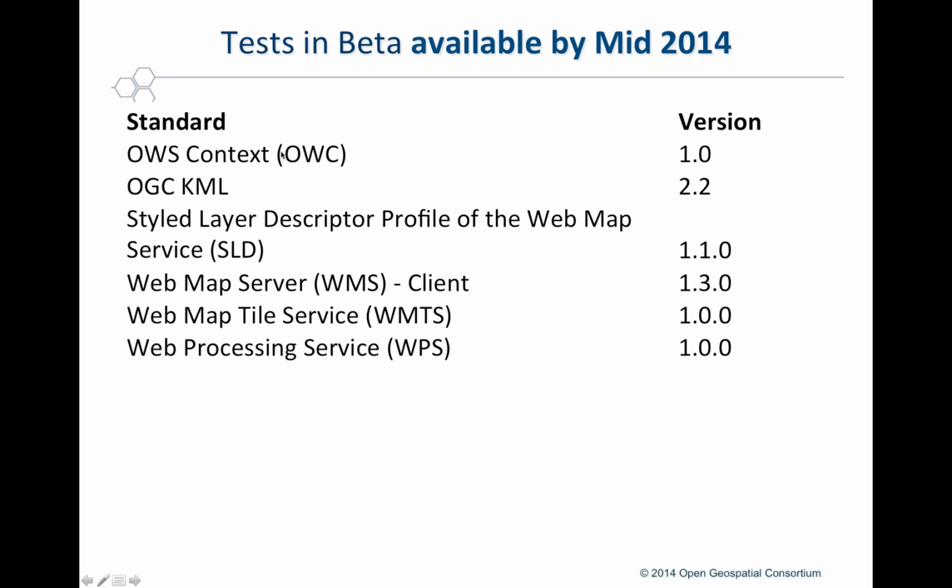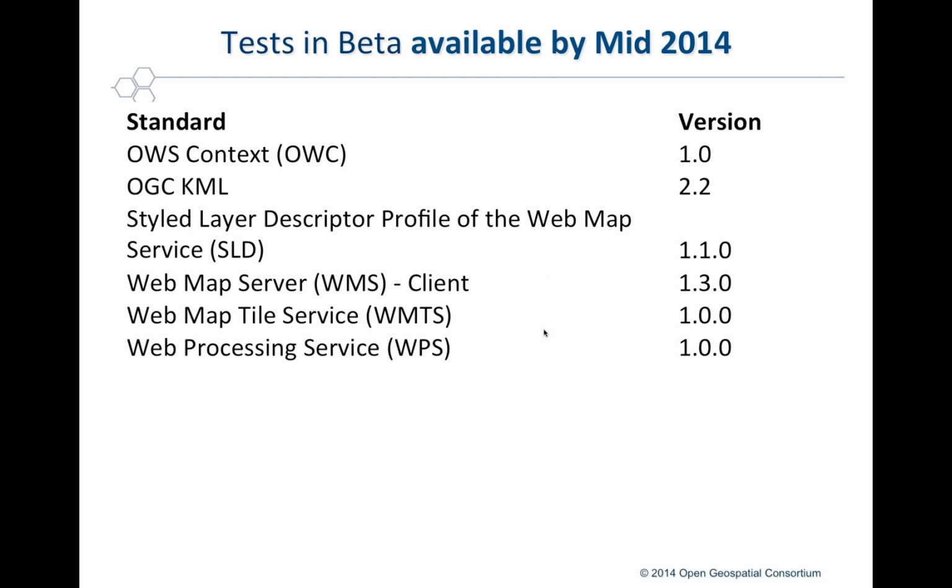So OWS Context, which is a new standard, and OGC KML, which, if you remember, Google said it was important to have KML as an open standard, so they gave it to OGC, so OGC will manage the process of maintaining KML. Then SLD 1.10, WMS client, which is the first time we're going to certify clients.